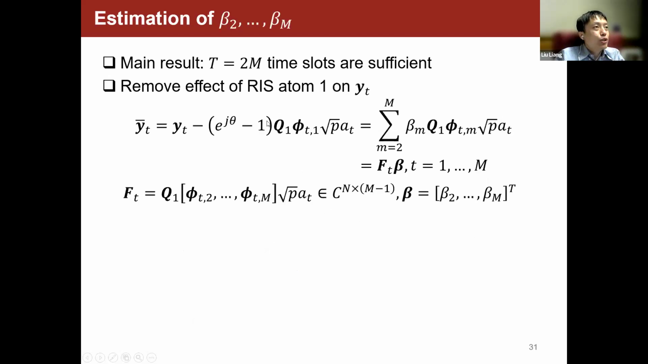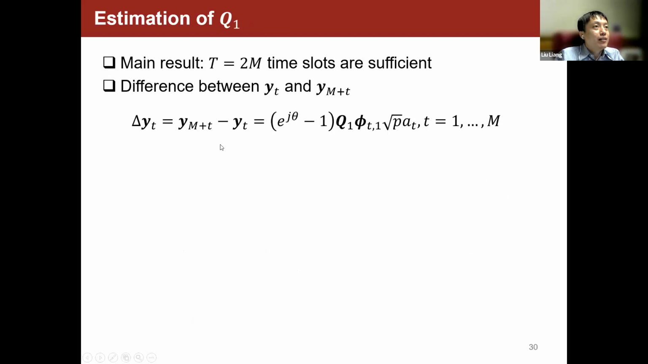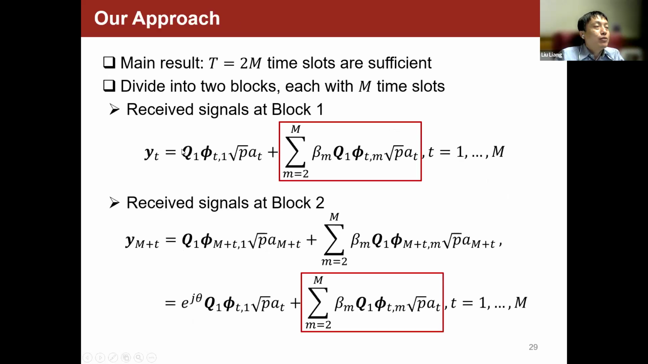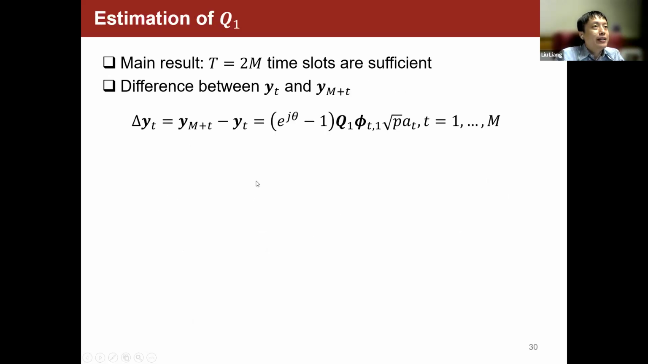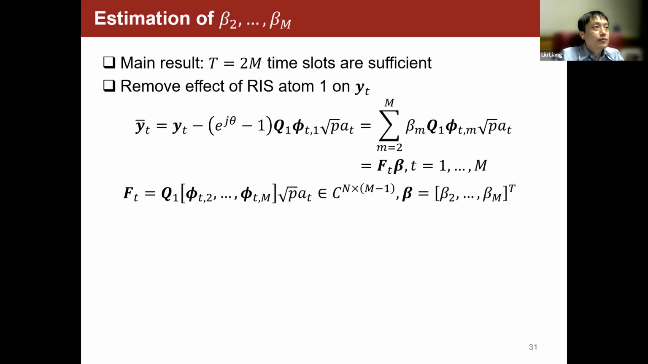So now after we know Q1, we remove the first term from YT. Okay, remember this is YT. After I can estimate Q1, I can remove this term. And then I just have this signal contributed by the other n-1 reflecting elements, right? Here we have beta m. We want to estimate beta m, and Q1 is already known, right?